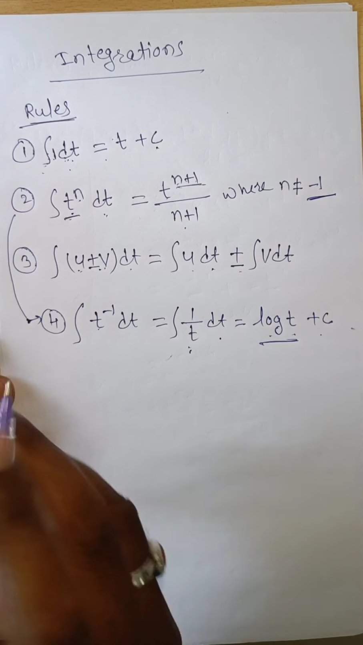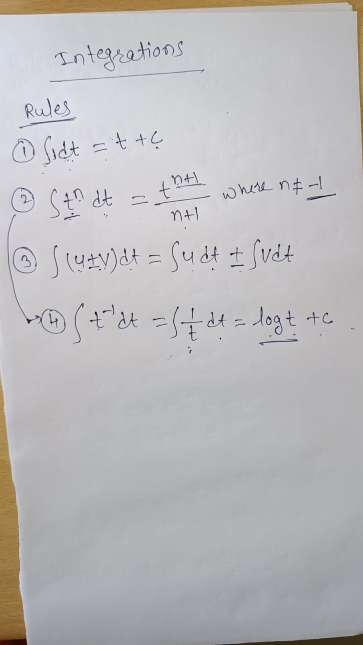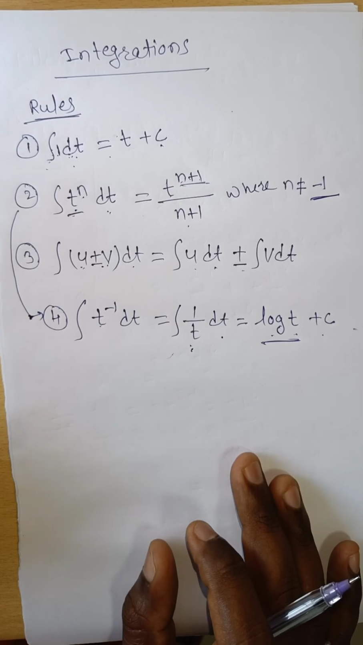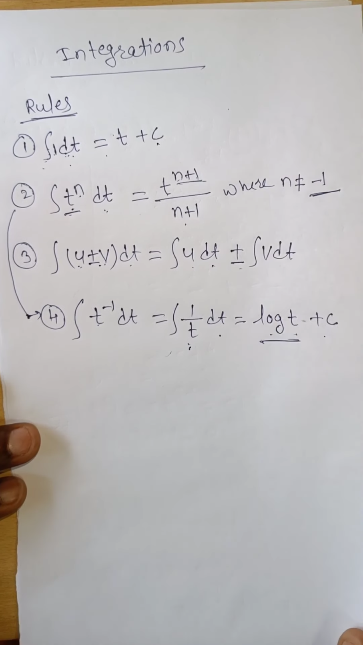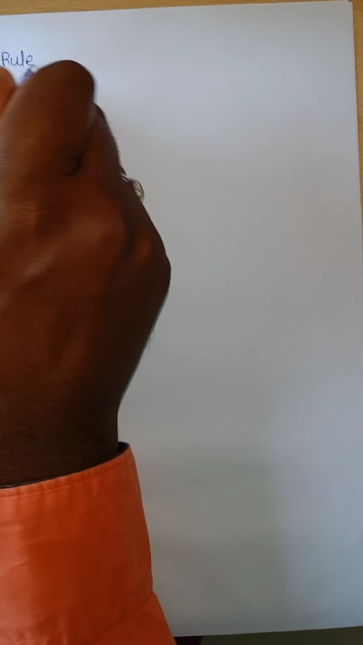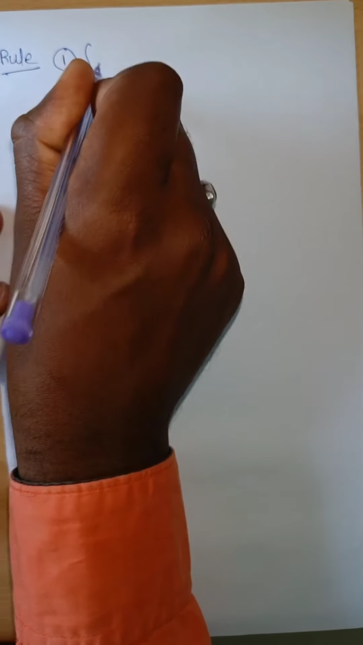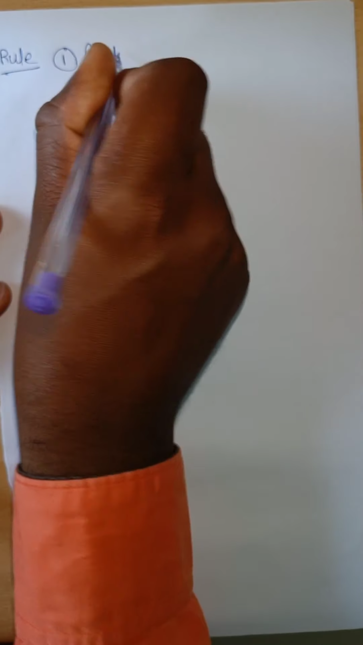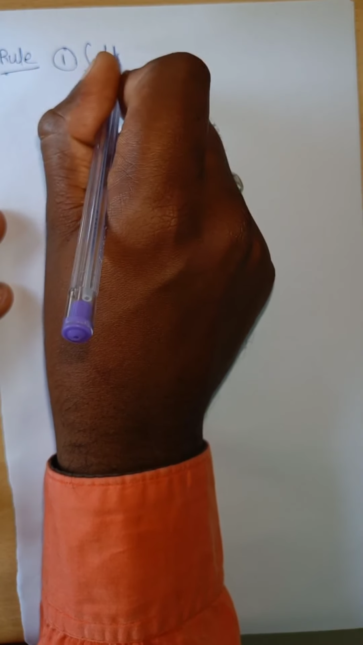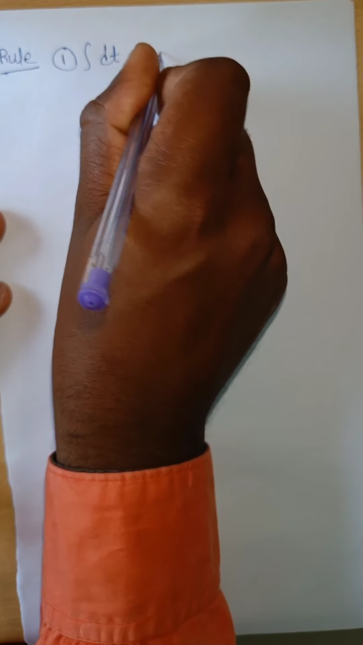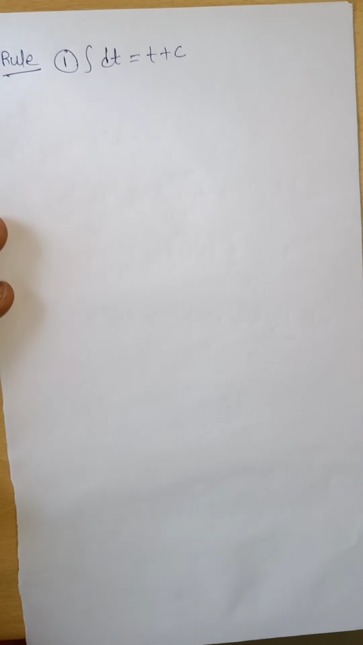These are some basic rules of integration. Now we have to apply their uses. How do we apply these rules? Now, applications of integration. The first rule is that integration of 1 dt is t plus c.